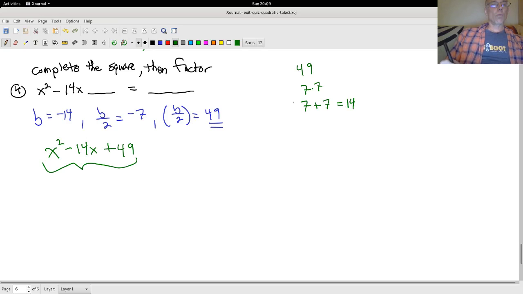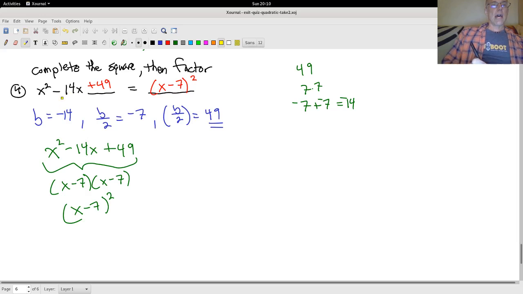And if those were both negative, then that would be a negative 14, which is what I have in the middle. So that means this should factor as x minus 7 times x minus 7, which can be written more concisely as x minus 7 squared. So up here, I can say that if I add 49, then this will be equal to x minus 7 squared. So the big picture here is that if we take half of this number here and square it, that tells us what to put there. And then half of that number there is what goes over here. Okay? So we have two key numbers there.